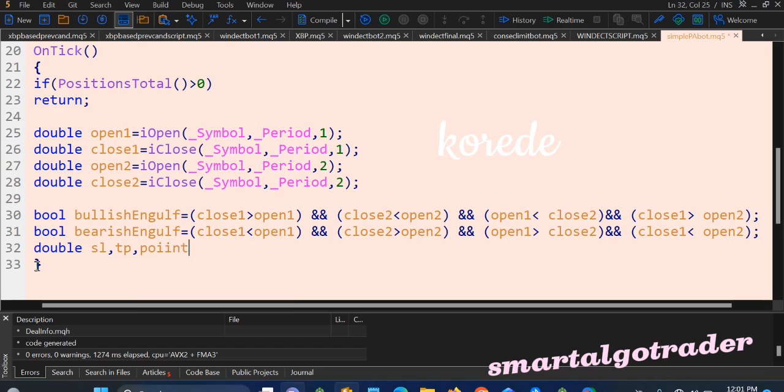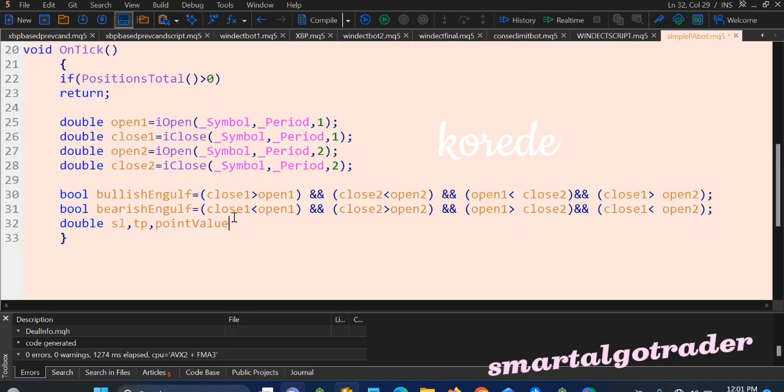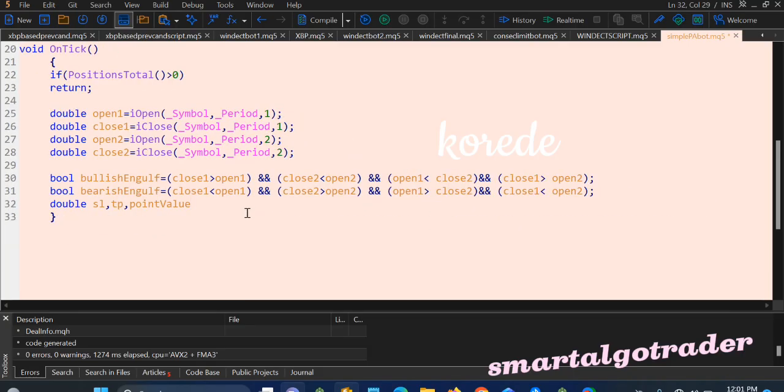Point value. You understand the definition of this thing. I don't want this to be actually long, but you just need to take it as it is. I think I need to minimize this. Okay.